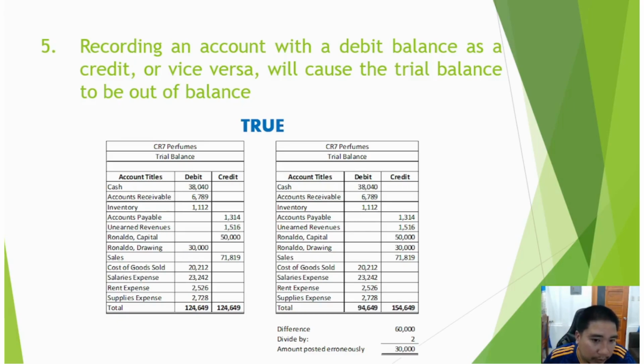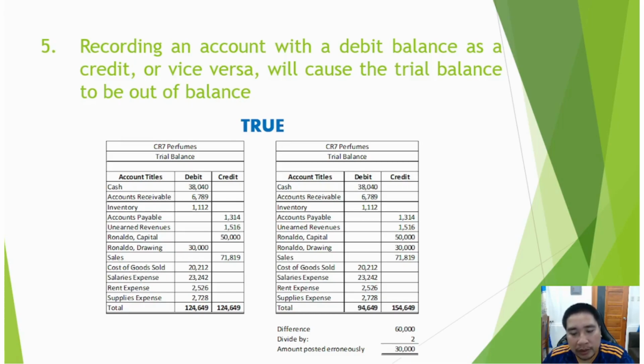And this is a very good example of this principle. On the first presentation of the trial balance for CR7 perfumes, you would see that both debits and credits totaled 124,649. So your trial balance looks good based on this observation. But on the second presentation of your trial balance, you would see that your total debits are now lesser compared to your total credits. If you get the difference, you would realize that there is a 60,000 gap between your credits and your debits.